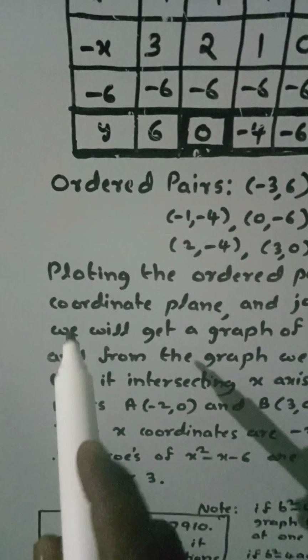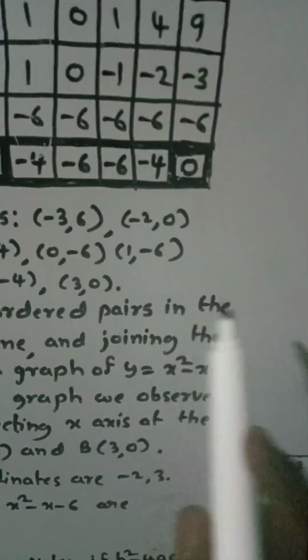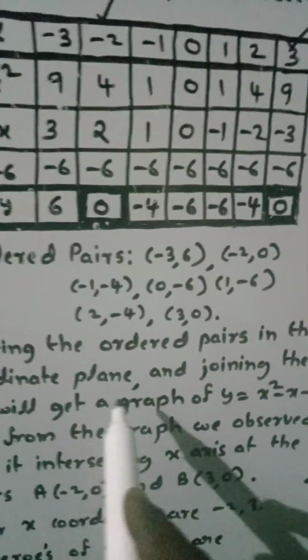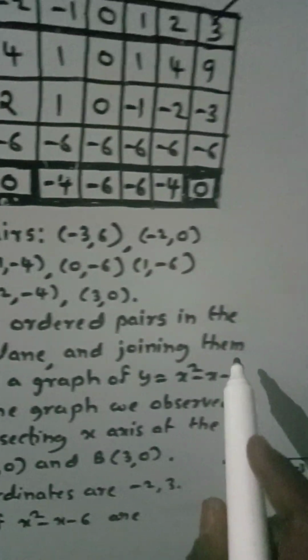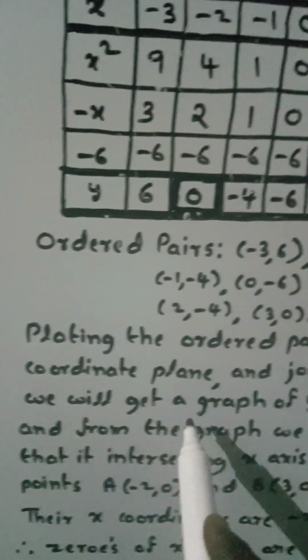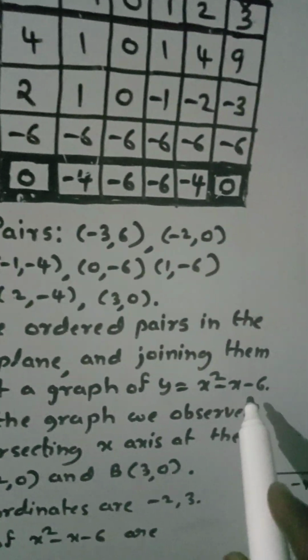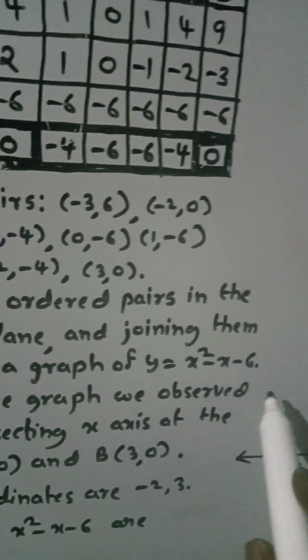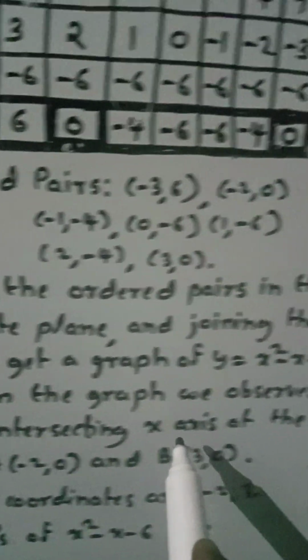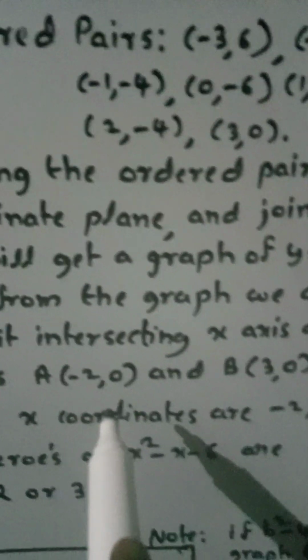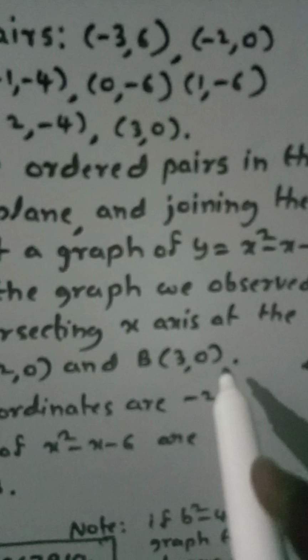Now what I'm doing is plotting the ordered pairs in the coordinate plane and joining them, and we will get the graph of y equal to x square minus x minus 6. And from the graph, we observe that it is intersecting the x-axis at the 2 points, A minus 2 comma 0 and B 3 comma 0.